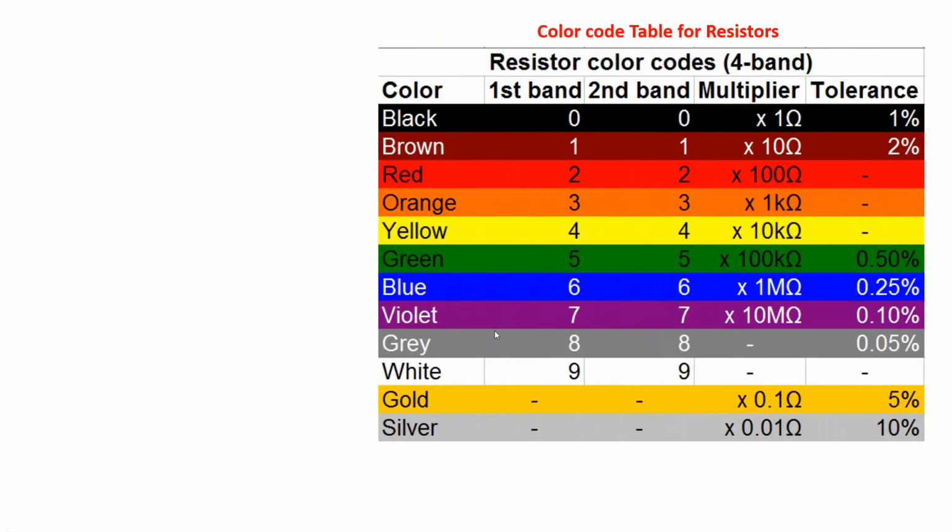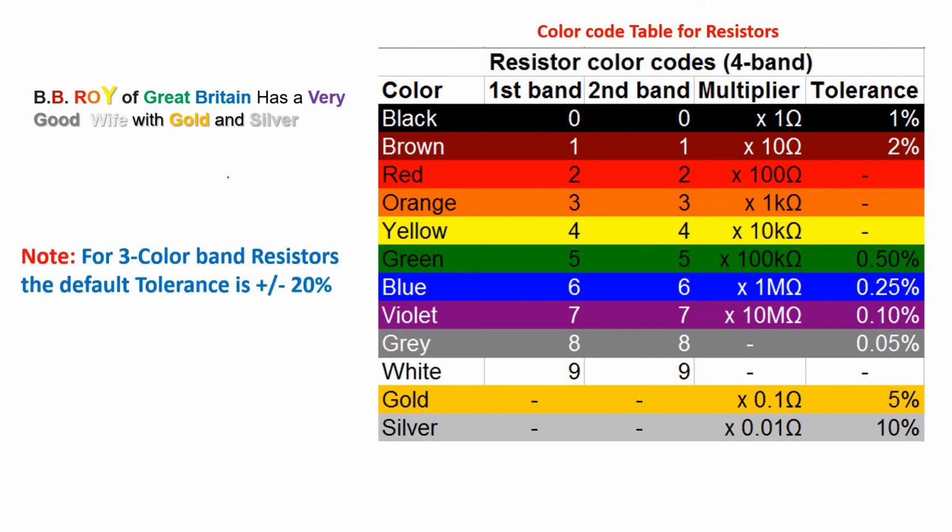Alright, so now for your reference, I have mentioned the color code table for resistors over here along with the phrase. This is the particular phrase to remember all the colors. Here you can see: B.B. Roy of Great Britain has a very good wife with gold and silver. If you remember the phrase, you can easily remember the colors as well. And there is a note. For 3 color band resistors, the default tolerance is plus minus 20%.